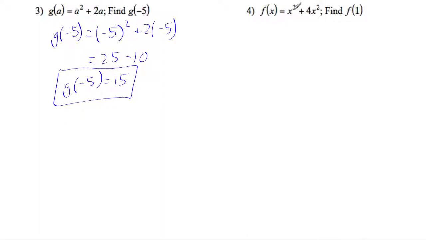Grand. Over here, f of x is equal to x cubed plus 4x squared. And we replace the x with a 1. So f of 1 is equal to 1 cubed plus 4 times 1 squared. This gives me 1 plus 4. So f of 1 is equal to 5.